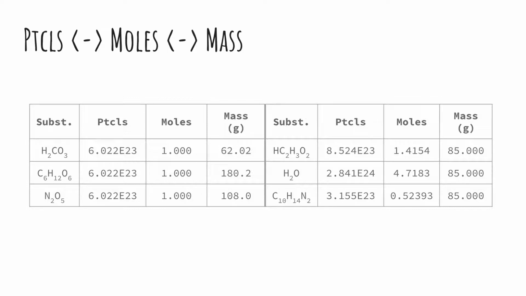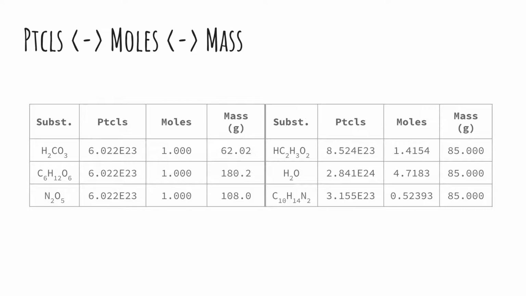And I reflect that a little bit over on the other side. With different substances, same mass, different moles. So, acetic acid, HC2H3O2, 85 grams is 1.4154 moles, or 8.524 times 10 to the 23rd particles. 85 grams of water is 4.7183 moles, or 2.841 times 10 to the 24th molecules. And finally, nicotine, C10H14N2. 85 grams is 0.52393 moles, or 3.155 times 10 to the 23rd molecules of nicotine.